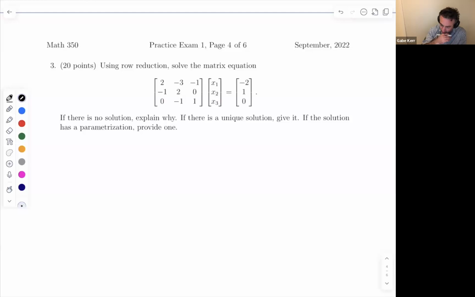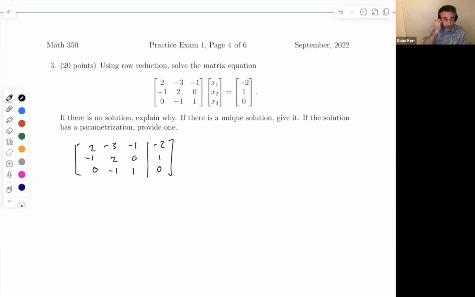Okay, 3. Yeah, solve a matrix equation. Okay. Let's do it. Why not? Life's too short. Maybe life is too short to do it, and not too short to not do it. But it's okay. We'll do it anyway, regardless of the length of life.